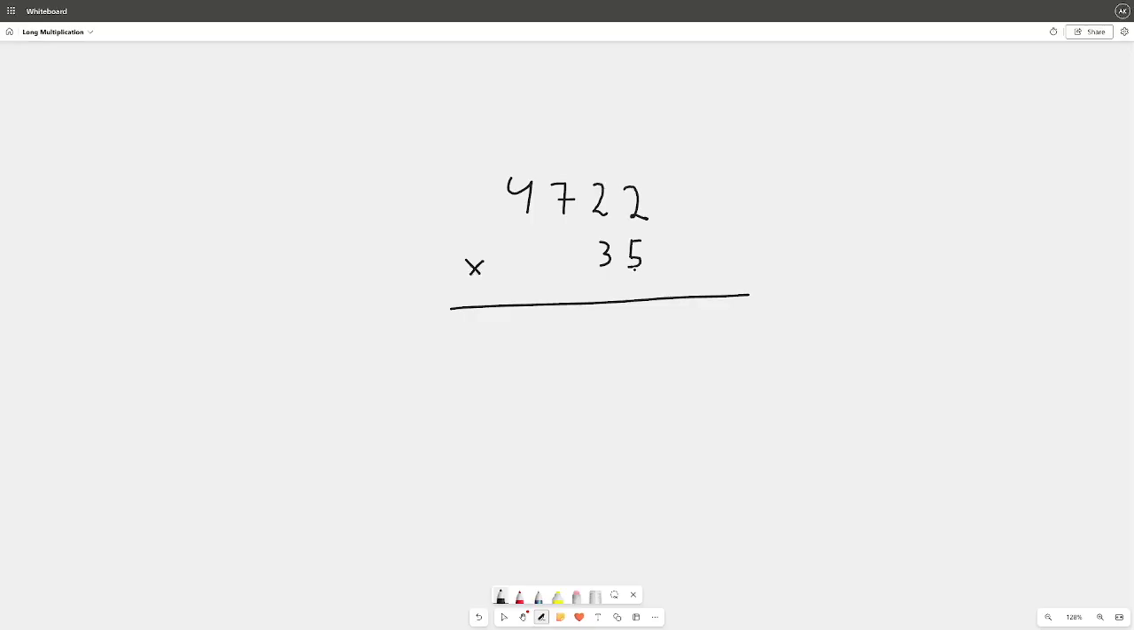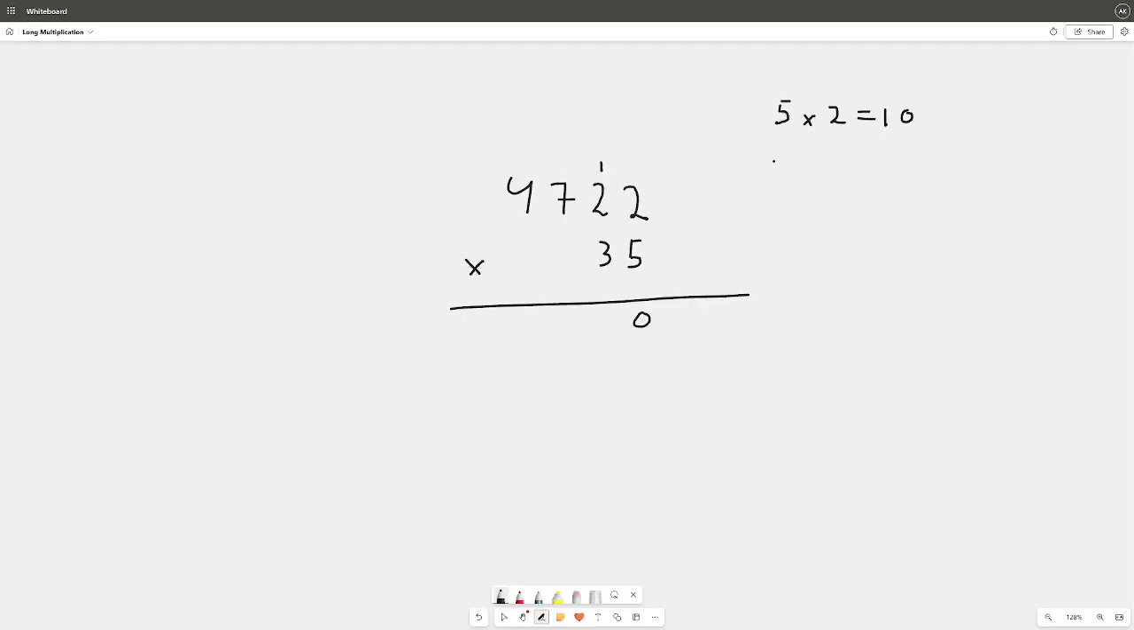We're going to work with the 5 first, because it's the digit on the very right. As you notice, we always start on the right and go to the left. So first we do 5 times 2. That's going to give us a 10. So we write the second digit, which is the 0, down here, and carry over the 1.